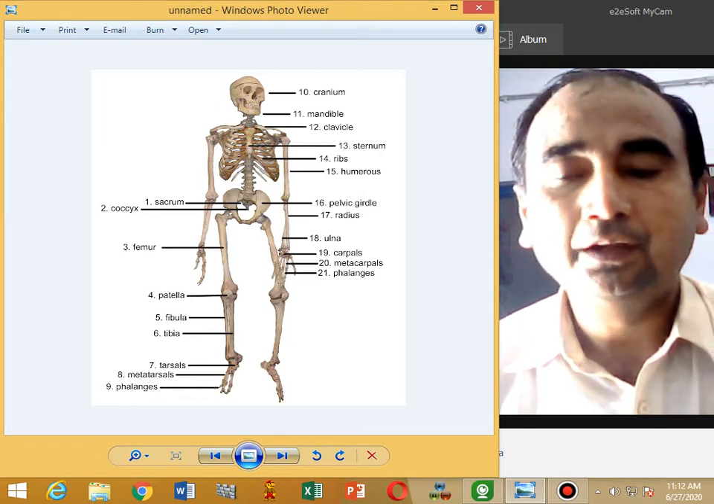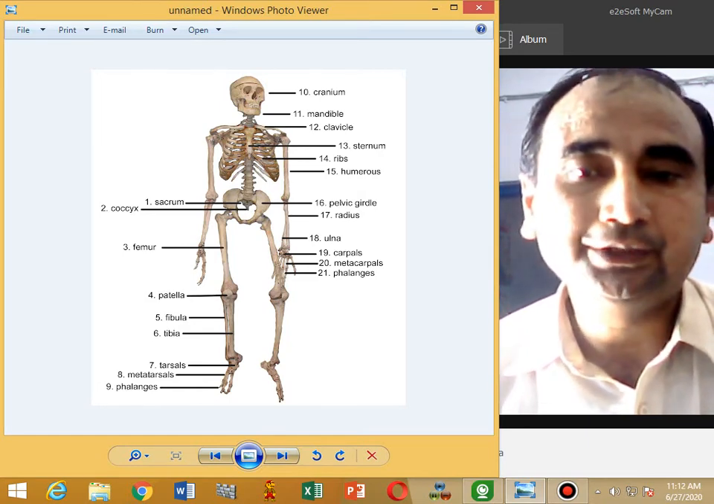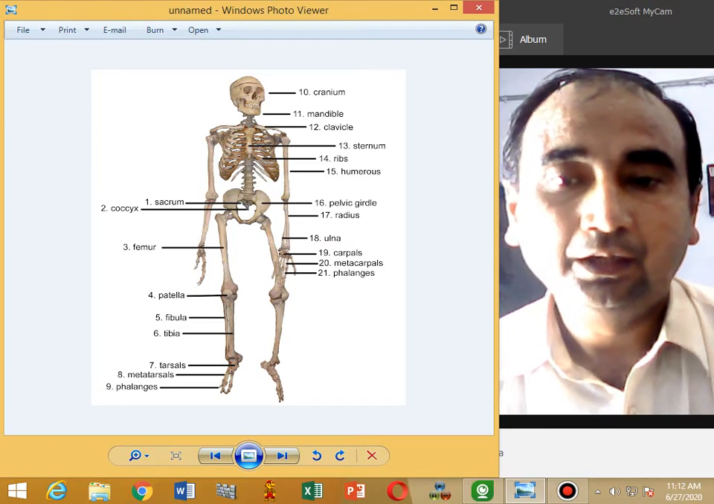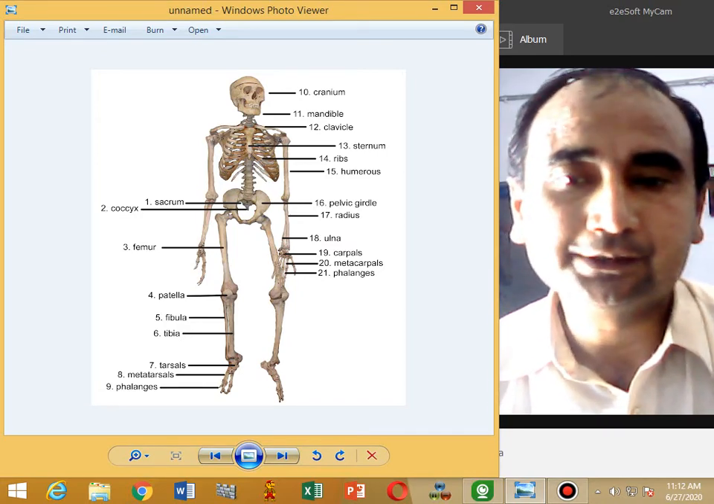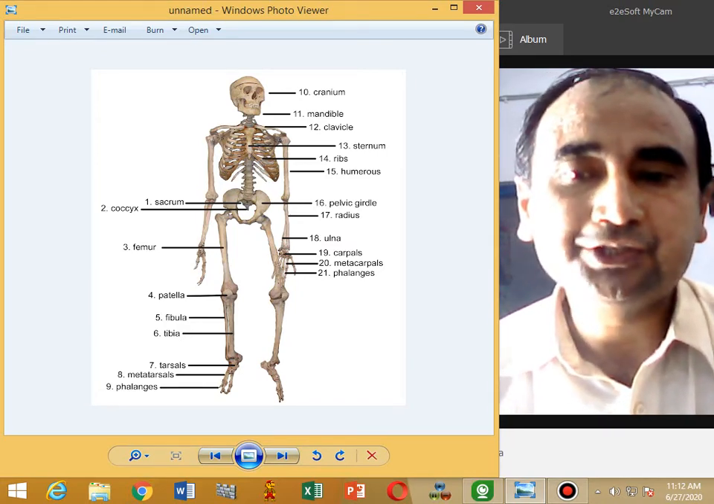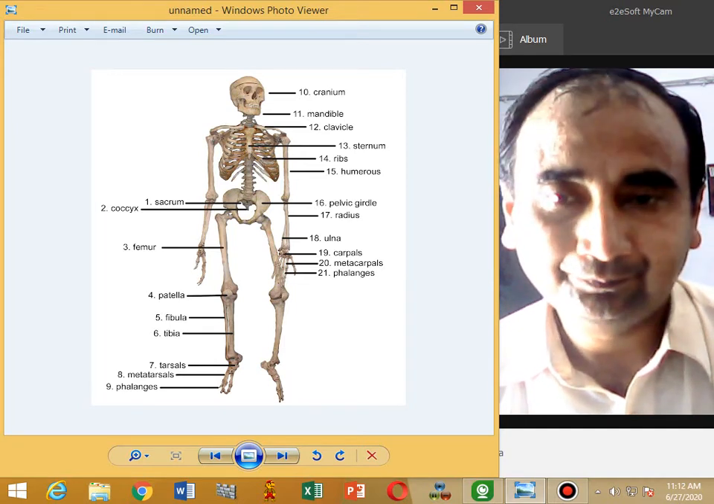Radius and ulna form a multistage joint with the 8 carpals, and there are 5 metacarpals. 14 phalanges are attached with the metacarpals.